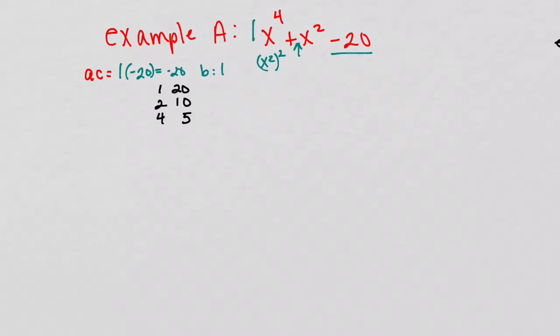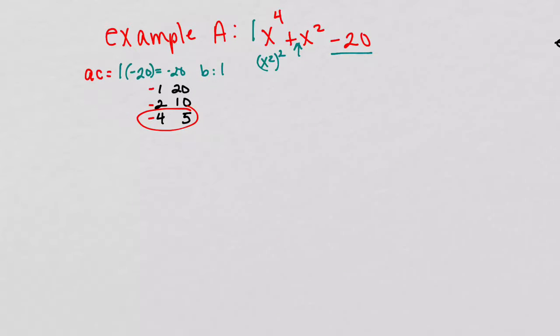As you can see, I've listed all my factors of positive 20, but I'm looking for factors of negative 20. Since the B value is positive, that means my bigger factor is going to be positive as well. These are my bigger factors. My smaller factors are the ones that are going to take the negative, since the bigger factors are positive. So bigger factors are positive, smaller factors are negative. The factors of negative 20 that add up to 1 will be these.